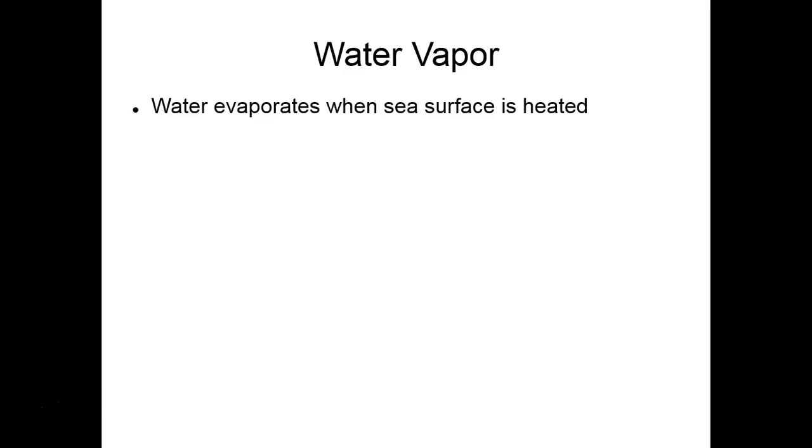Okay, so like I said, water vapor is very important for circulation patterns. So when the sea surface is heated up, or when any body of water is heated, or moisture on land is heated, the water evaporates, which means that it goes from a liquid to a gas. So it's basically putting water vapor into the atmosphere when that happens.